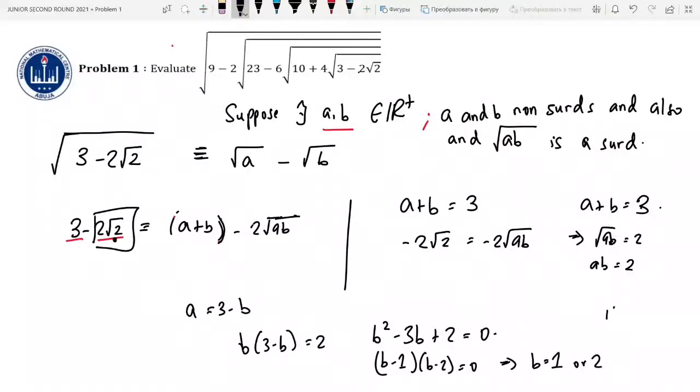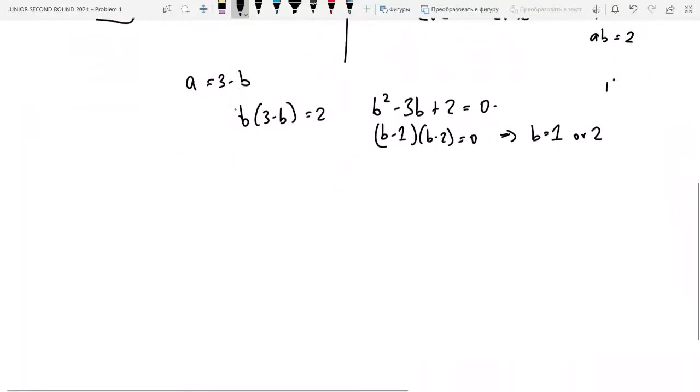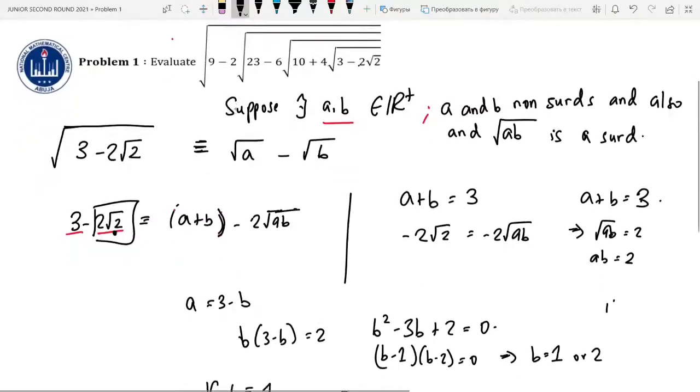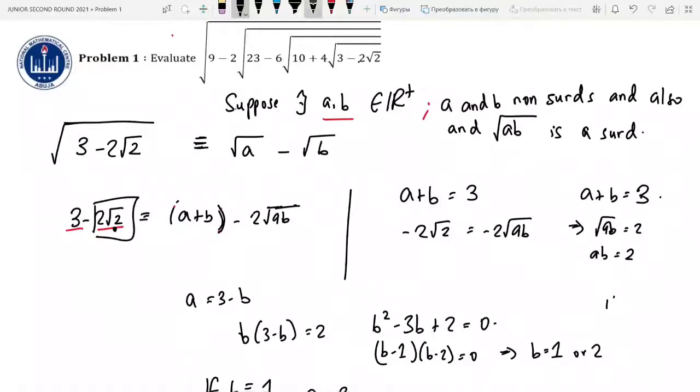So if B is equal to 1, just the standard way of solving it, A is equal to 2. If B is equal to 2, A is equal to 1. So there are two solutions to this system of equations here. But remember, let's look at this equation here again. Let's check if both of them work.